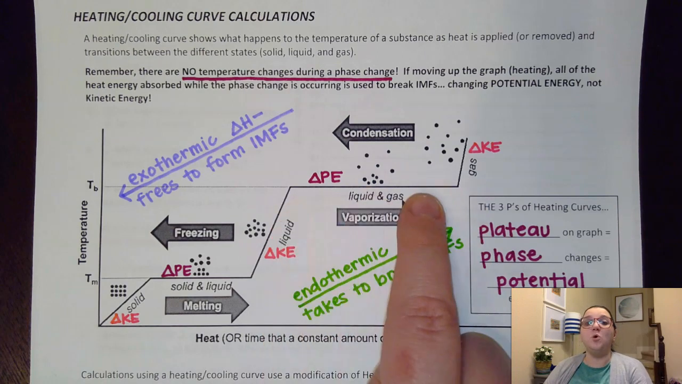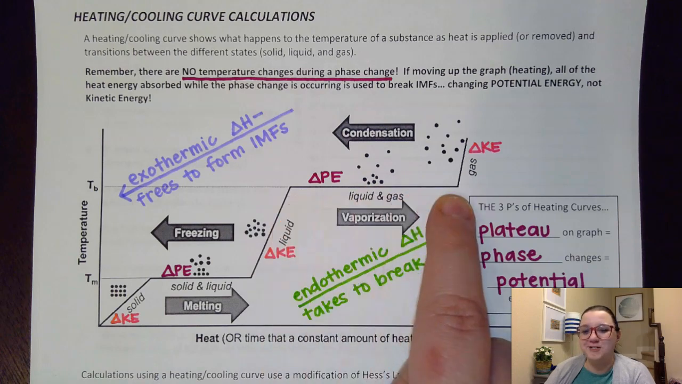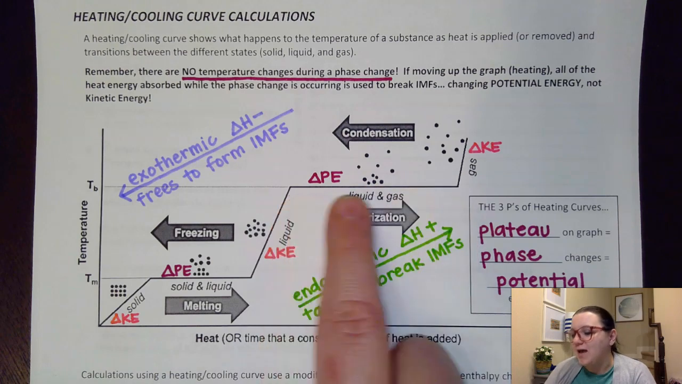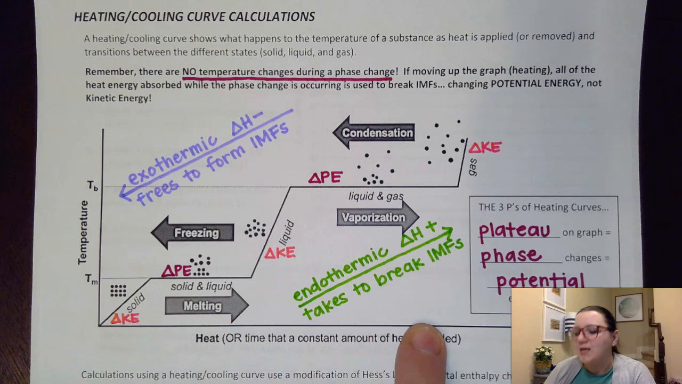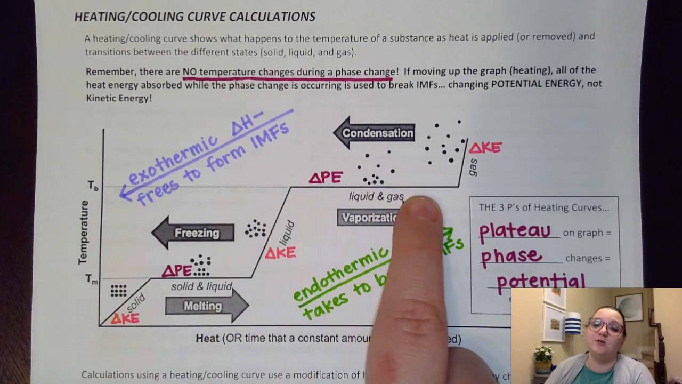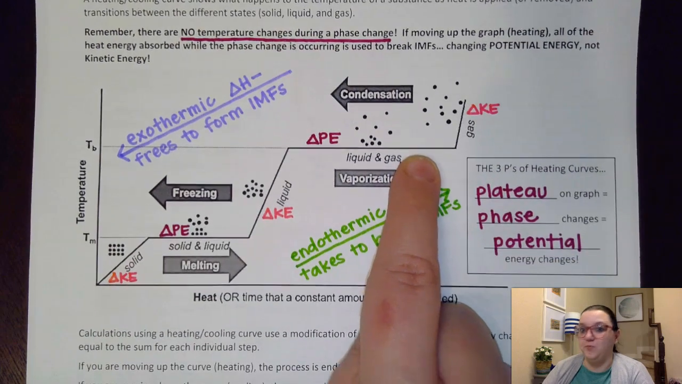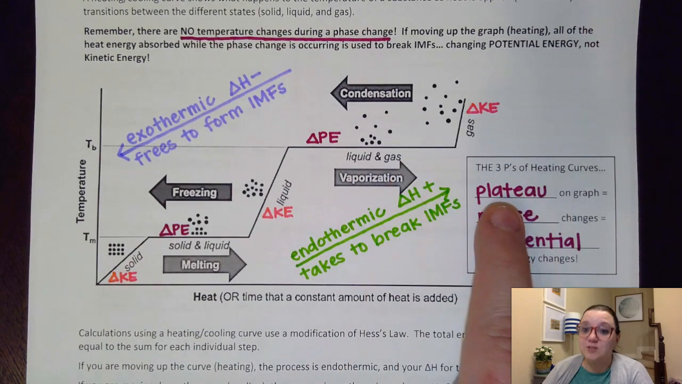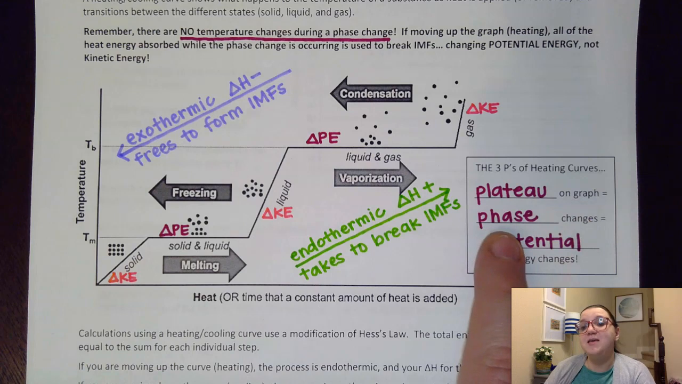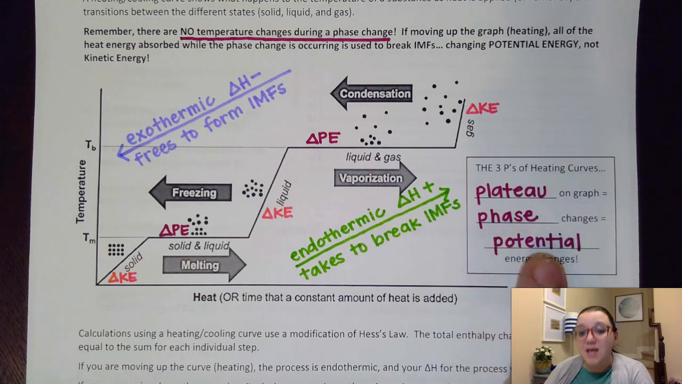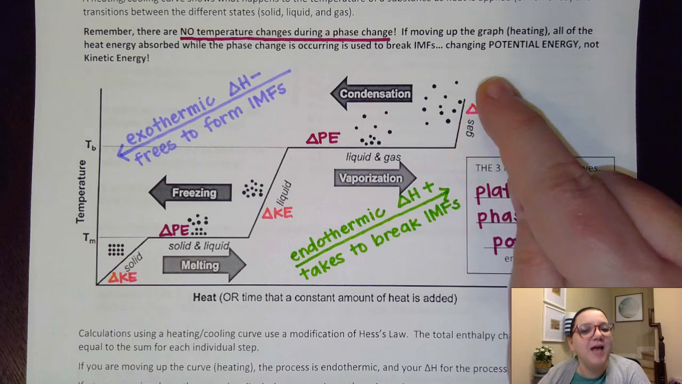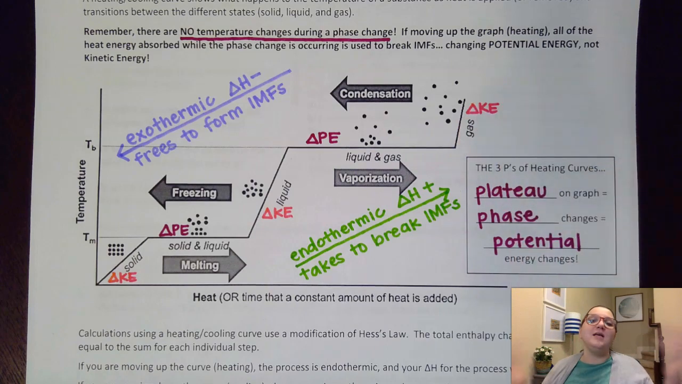Now here, I'm totally breaking IMFs, and so that requires a little more energy change to occur there. But again, I see I'm applying heat, yet no temperature change is occurring because, again, the 3 P's of heating curves: the plateaus on the graph represent phase changes where potential energy is changing, not kinetic energy. Now, at some point, I would fully transition to a gas, and so then at that point, any heat changes would cause a kinetic energy increase.